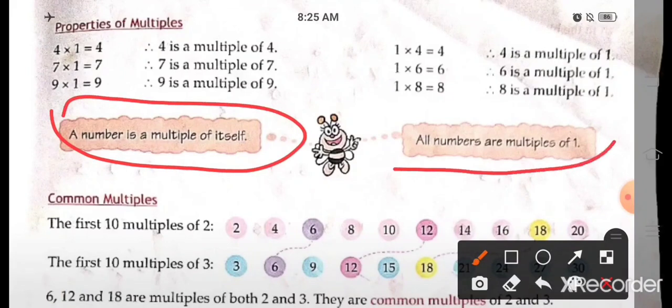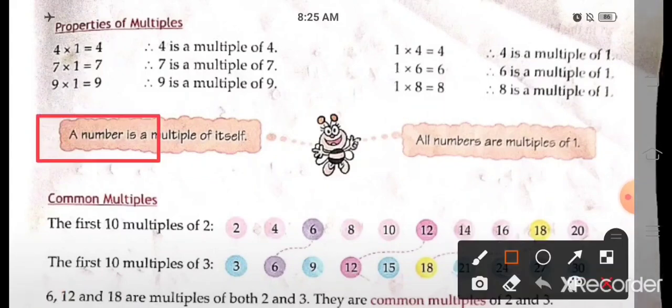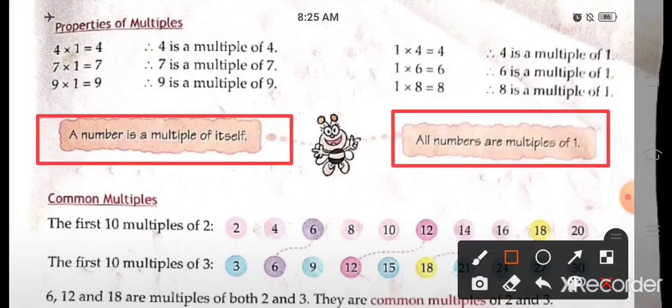All numbers are multiples of 1. So these are two properties: a number is a multiple of itself and all numbers are multiples of 1. So learn these properties.